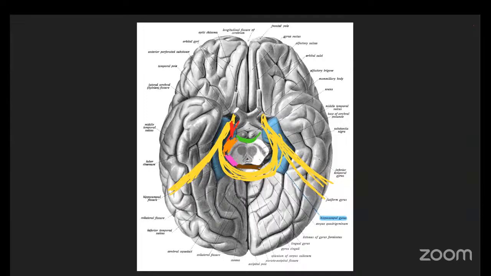But actually, there will be an uncal herniation that compresses the posterior cerebral artery. Because of that compression, there is a PCA territory infarct in fact, ipsilateral. Okay. So if there is no uncal herniation, is it still going to have a PCA infarct?